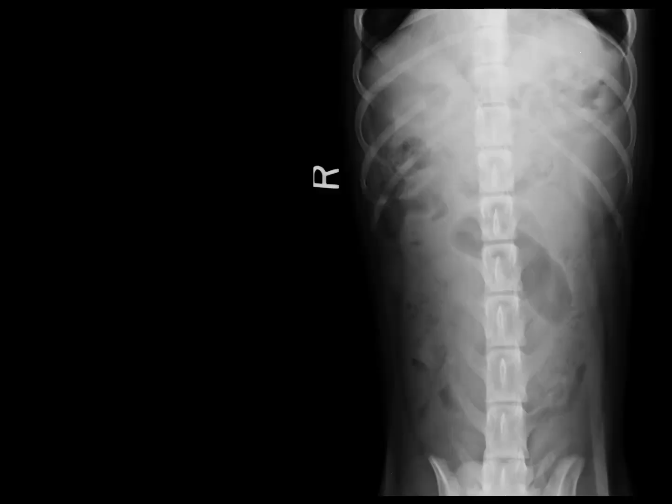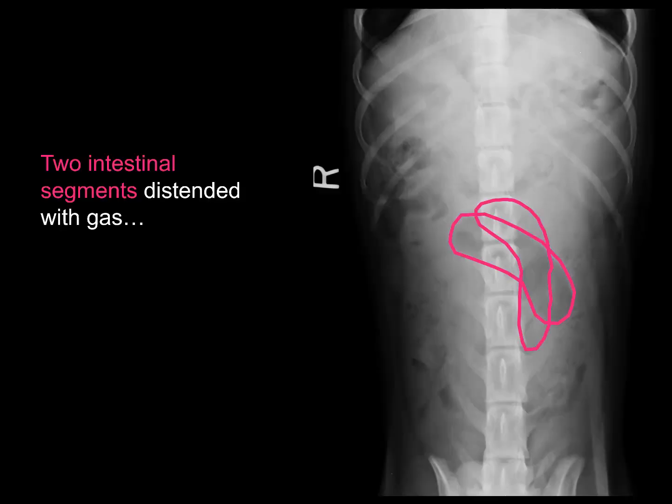So we move to the VD view, and now I see that there are these same two gassy loops superimposed on each other, a little more toward midline than I would like, and kind of crossing midline. If this were transverse colon, I'd like to see it a little more cranial, and in fact, this may be transverse colon right here, so I'm still concerned that that's small intestine.